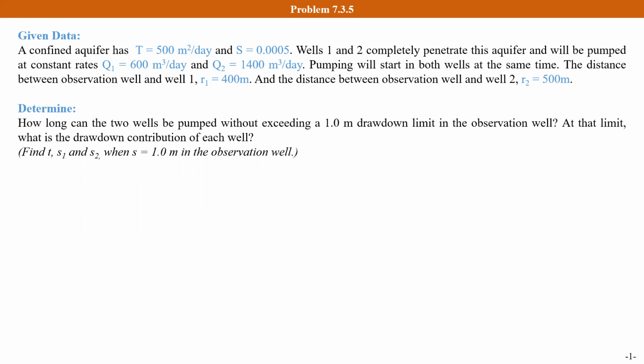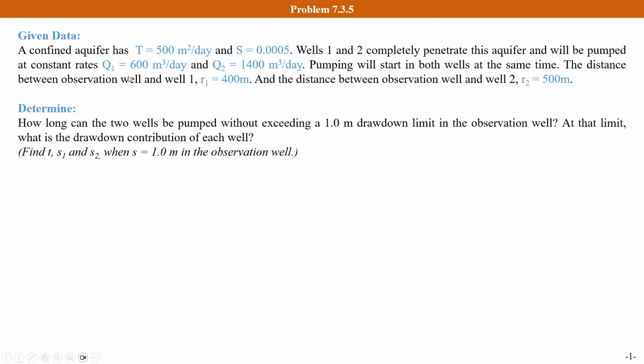For today's video, we are going to talk about the homework for week 15. Let's take a look at the first one. It's a confined aquifer, with transmissivity equal to 500 meters squared per day, and the storage coefficient equal to 0.0005. Wells 1 and 2 completely penetrate this aquifer and will be pumped at a constant rate, 600 cubic meters per day and 1400 cubic meters per day respectively. Pumping will start in both wells at the same time.